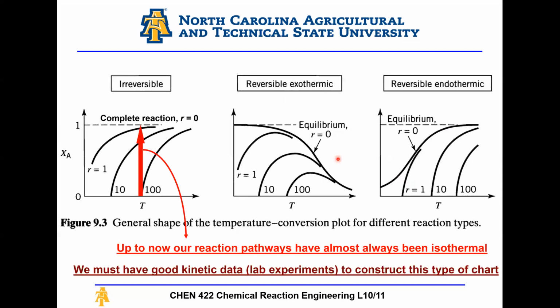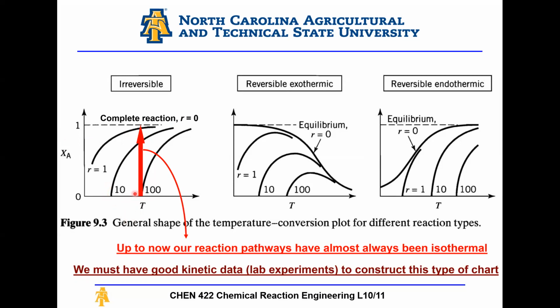Okay, and up to now, we've only looked at isothermal reaction pathways. So up to now, we always had a single temperature point, just one temperature. We have one reaction rate at this single temperature, and we have one conversion, right? This is how we always solved these types of problems.